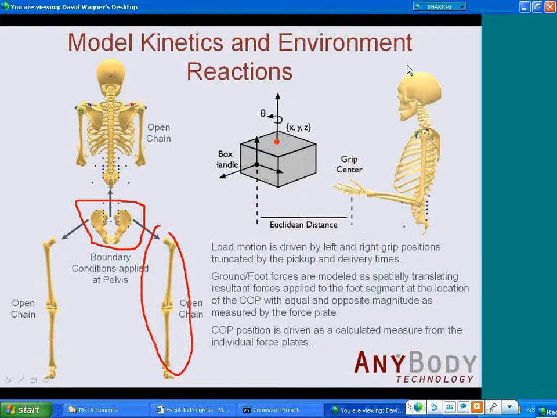How we did this was we ran the model first without the box motion in just a kinematic analysis, and we tracked the grip centers of the hands. Then we used those grip centers, along with information from the experiment about when the box was picked up, and drove the box with the grip center data of the hands. So we knew we would be able to grab the box, and the model would be able to follow appropriately.